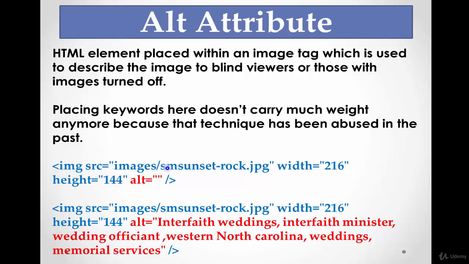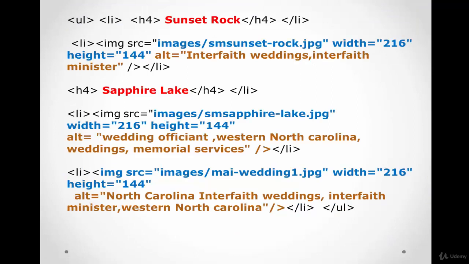For example, here is an image tag, and you'll notice in the alt position there is nothing there. But I have the same image tag, the HTML tag for images, and I added the alt keywords: interfaith weddings, interfaith minister, wedding officiant, Western North Carolina weddings, memorial services. Like I said, you just never know. And then here's another one where I added the alt keywords in the alt tag, interfaith weddings, interfaith minister.